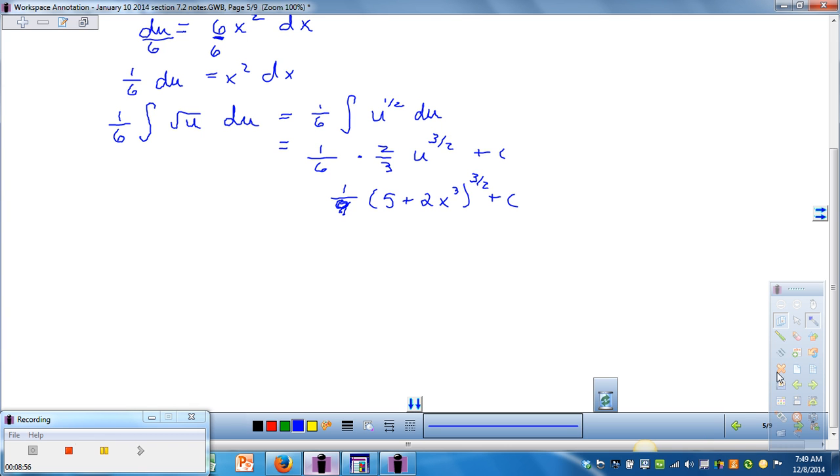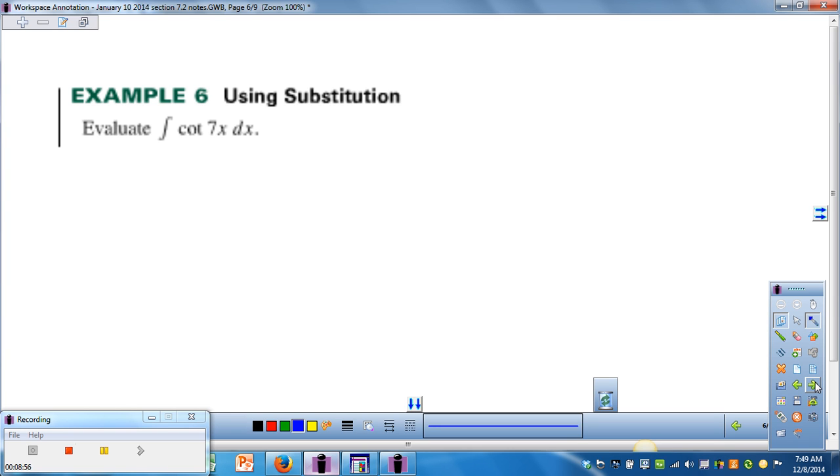Okay. All right. Let's see. Try that one. And I will tell you, we don't know the integral of cotangent, so our immediate step would be to think of this in terms of sines and cosines. Give it a try. Remember, you're looking for a function and its derivative.